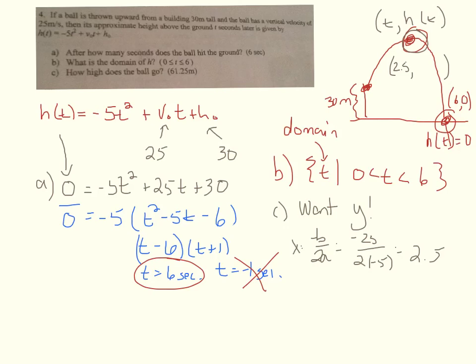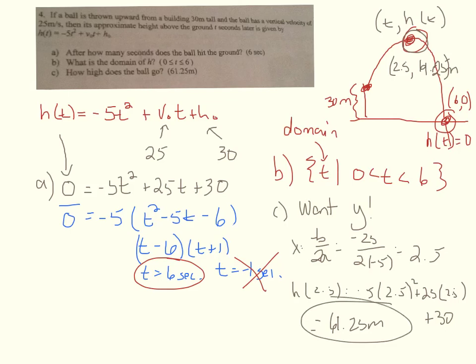But now how high does it actually go? Find h of 2.5. That would be negative 5 times 2.5 squared plus 25 times 2.5, just going back to the original equation, plus 30. And that answer, my friends, is 61.25 meters. I put it up there. That's my vertex. That's how high it goes.